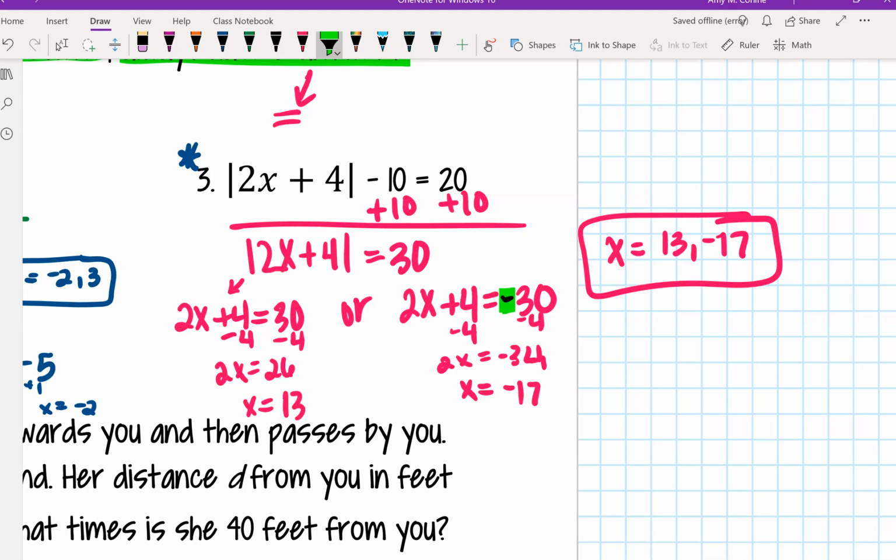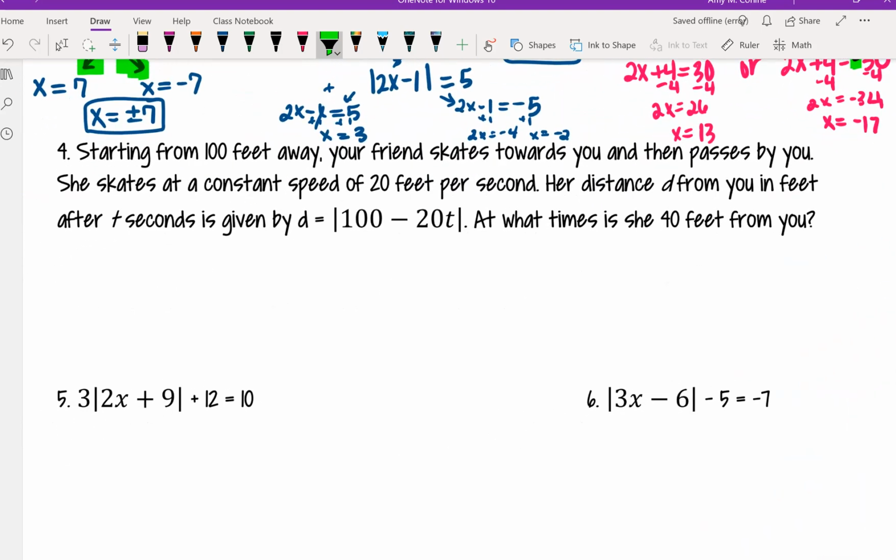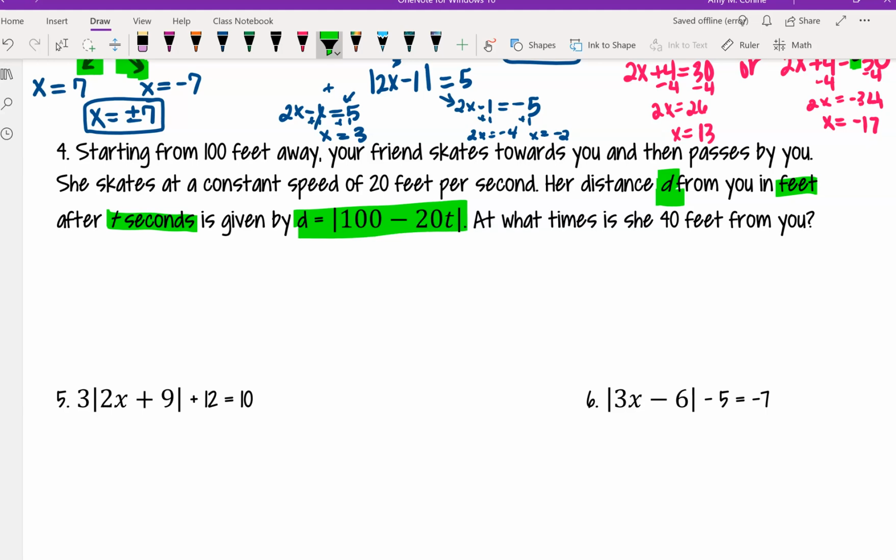So I want to take a look at number 4, since that's a word problem. I think we should take a look at that together. Starting from 100 feet away, your friend skates towards you and then passes you. She skates at a constant speed of 20 feet per second. Her distance d from you in feet after t seconds is given by this equation. At what times is she 40 feet from you? So we have to set up this equation and solve.